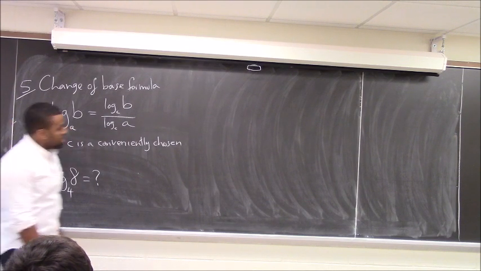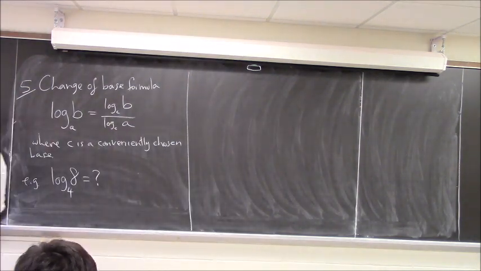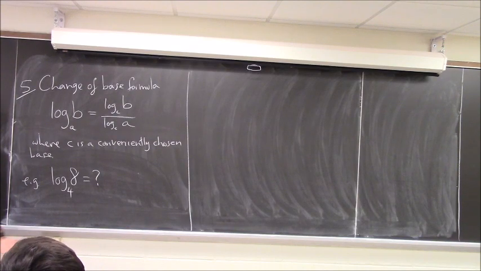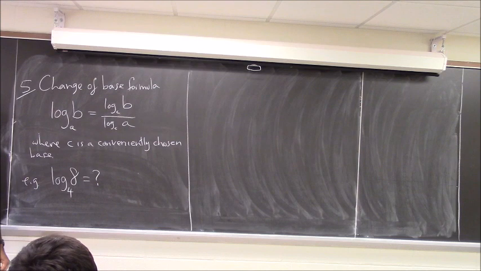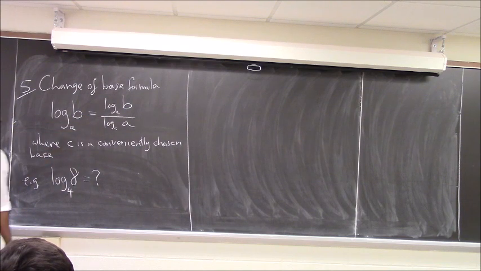Expressing 8 in terms of base 4 is kind of inconvenient. So what we can do is choose a more convenient base. What would be a convenient base with these two numbers? 2, right? I know what 4 is as a power of 2. I also know what 8 is as a power of 2. So the base 4 is inconvenient for me. I can just use base 2, introduce base 2 by using that formula.